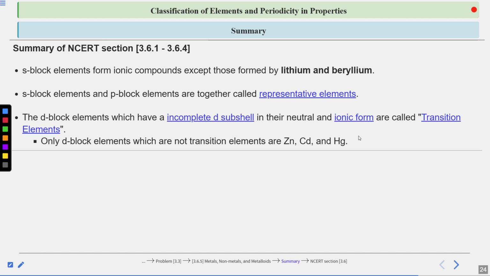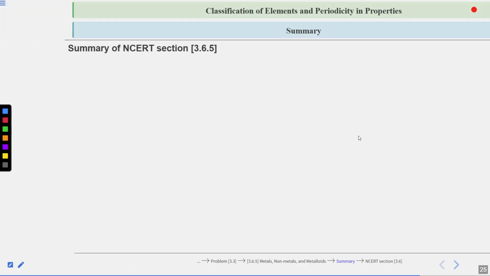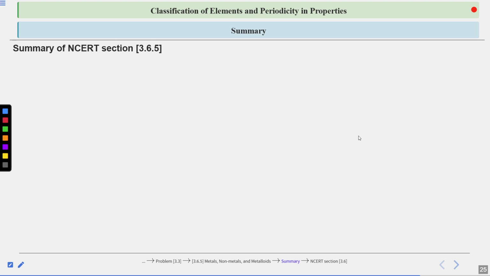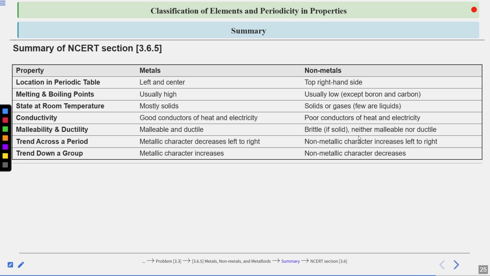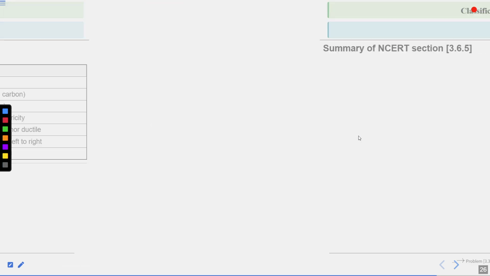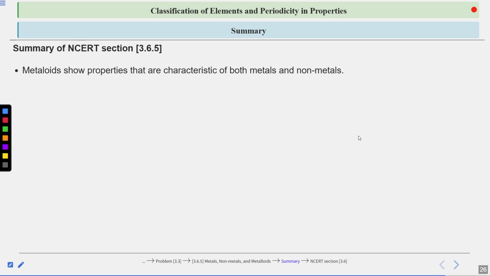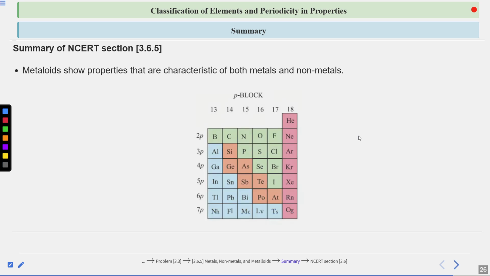Now what I would do is write all of the exceptions on one slide. What were the exceptions? Before that, this is the table of differences between metals and non-metals. I have given this summary so that you can make notes out of it. What about the metalloids? They have properties in between metals and non-metals, and this can be seen in the pictorial representation.